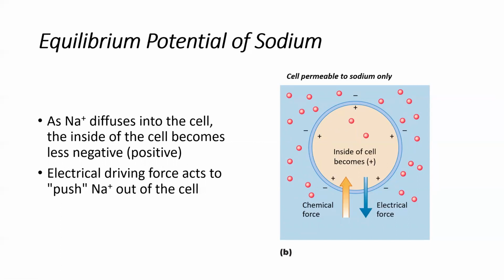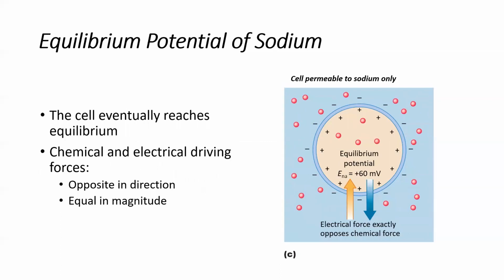Okay, so when you combine those forces, we see a very similar scenario as we saw with potassium, chemical force opposing the electrical force. And then sodium eventually reaches its equilibrium at about positive 60 millivolts. So this is the exact membrane potential at which there is no longer any movement for sodium, where its chemical driving force is exactly equal and opposite to its electrical driving force. Those are two important values for us to keep in mind, that negative 94 for potassium and that positive 60 for sodium.